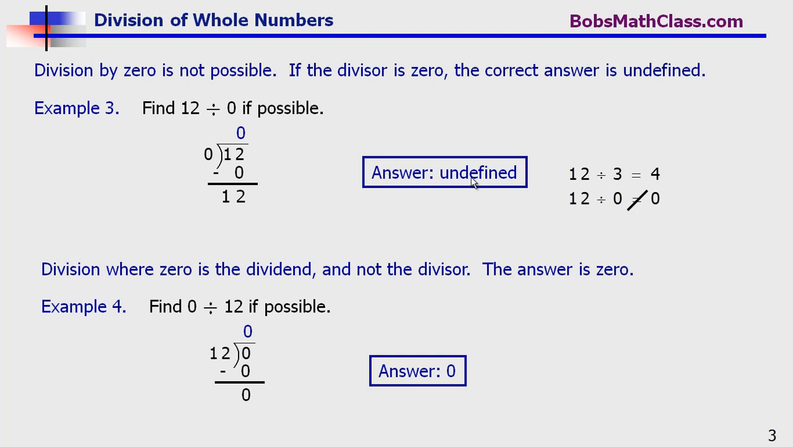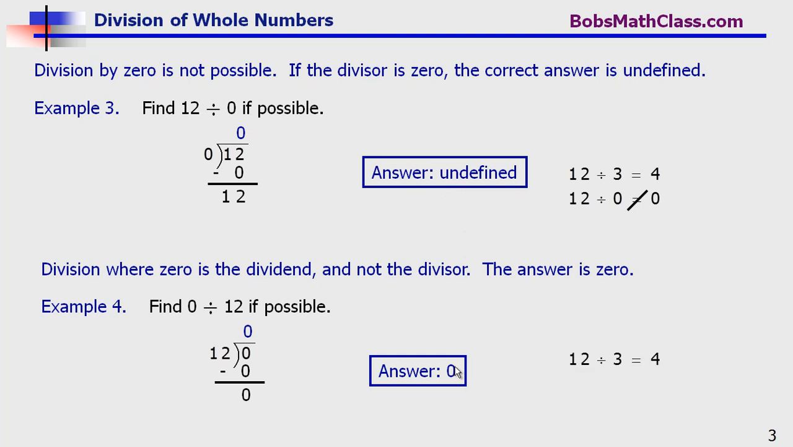If you answer 0 here, you're going to get marked wrong on the test. So you must write undefined. So again, 0 after the division symbol is undefined. 0 before is 0. It takes a little bit of time to memorize that, but it's a good idea to memorize these two problems and know when to write undefined and when to write 0.